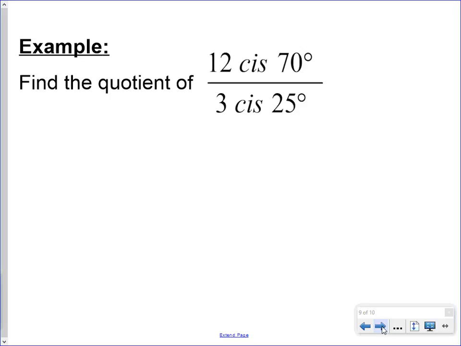We'll just finish real quickly. See if you could do this one on your own. Find the quotient of 12 KISS 70 divided by 3 KISS 25. And if you can get to the trig form, then see if you could change it into rectangular form. So it's a good practice just for that chance. Or convert.